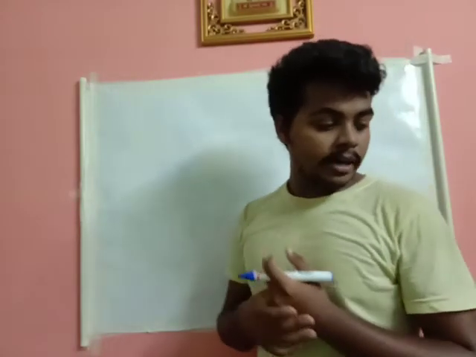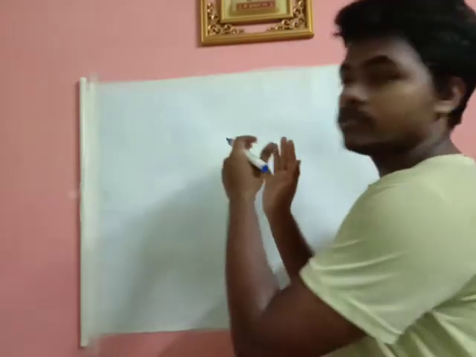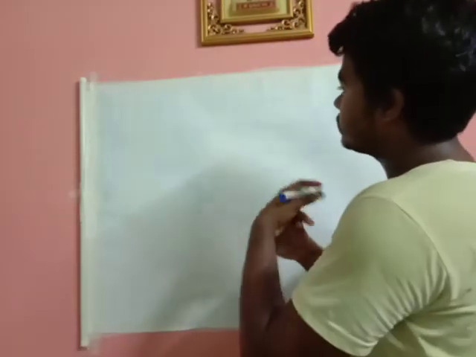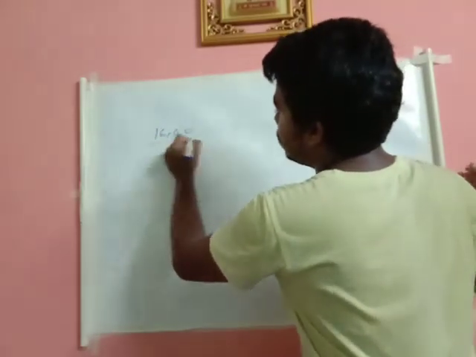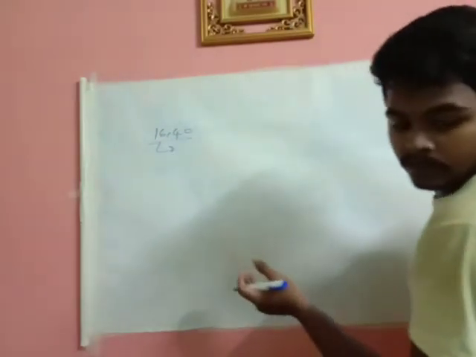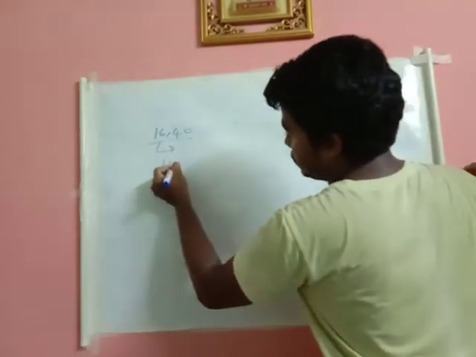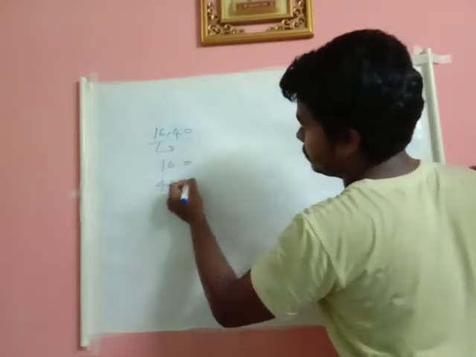So we have discussed how to find the HCF. Now for the same numbers, 16 and 40, let us try to find the LCM. So 16, 40. I will be taking the two numbers.